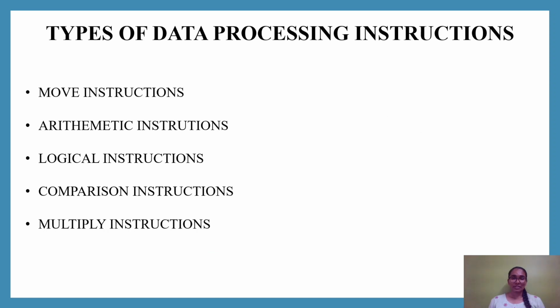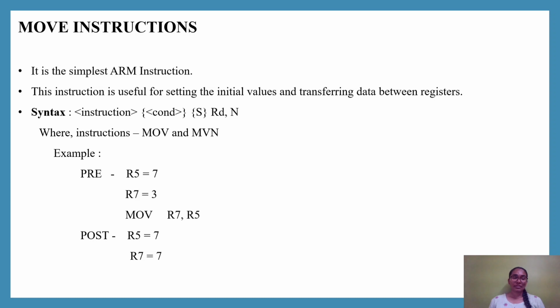Types of data processing instructions: move instructions, arithmetic instructions, logical instructions, comparison instructions, multiply instructions. Let us look into move instructions. It is the simplest ARM instruction. This instruction is useful for setting the initial values and transferring data between registers.